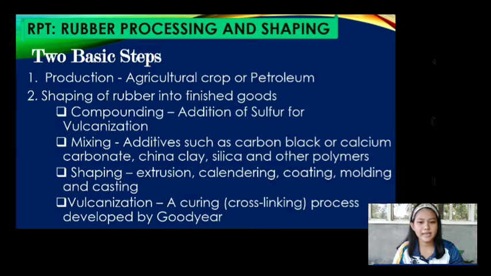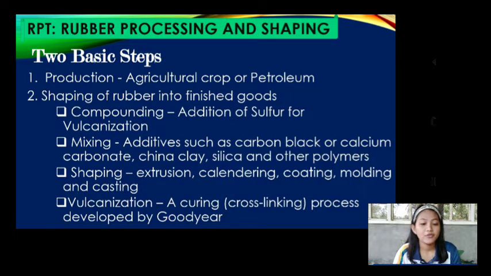Next is the RPT rubber processing and shaping. So there are two types of processing and shaping: the production, and the shaping of rubber into finished goods. So what is production? Production comes from an agricultural crop or petroleum. The second is the shaping of rubber into finished goods.